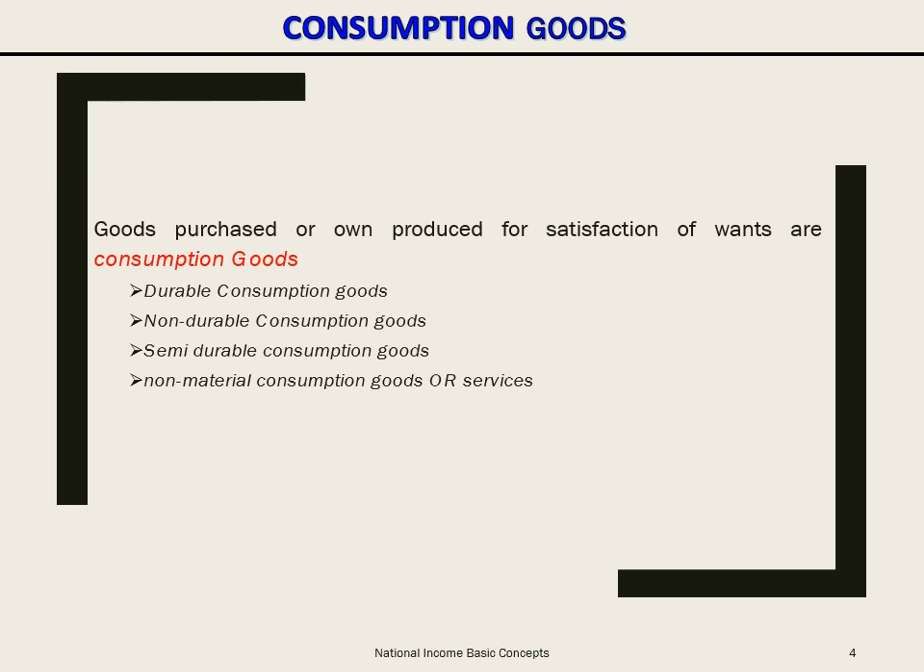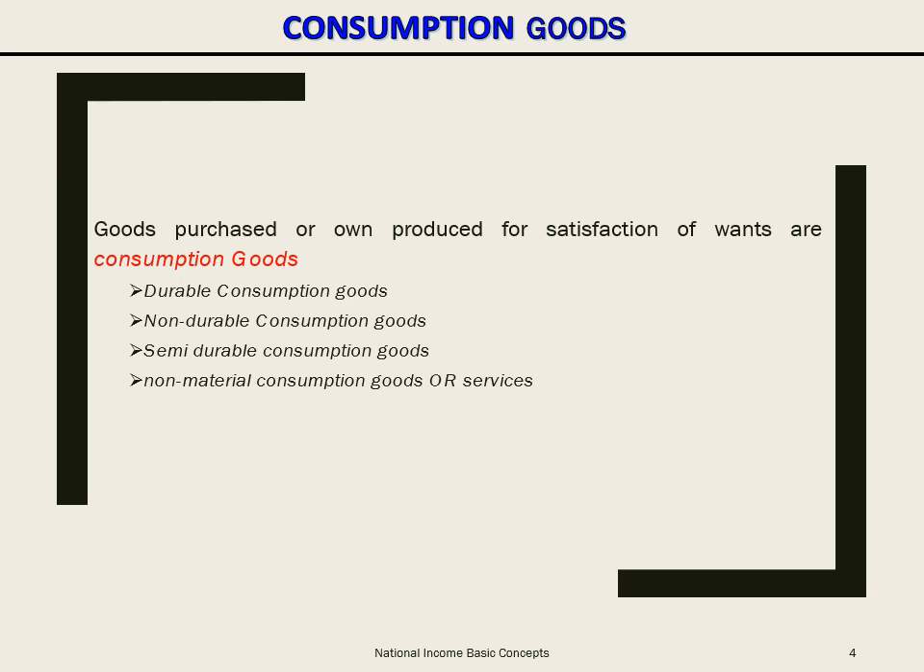So what are capital and consumption goods? Let's begin with consumption goods. Consumption goods are those goods which are purchased or own produced for satisfaction of our wants. Anything that you purchase, of course you purchase it to satisfy your requirements, your wants. So anything that you purchase or you own produce which satisfies your want is called a consumption good. These goods are of four kinds: durable consumption goods, non-durable consumption goods, semi-durable consumption goods, and non-material, that is services.